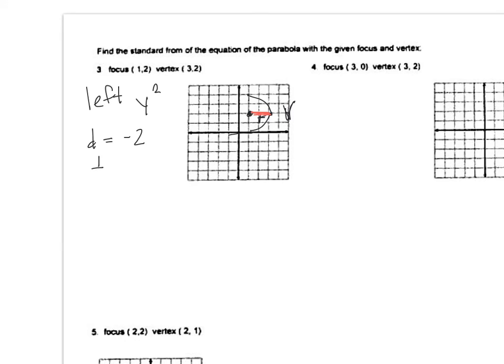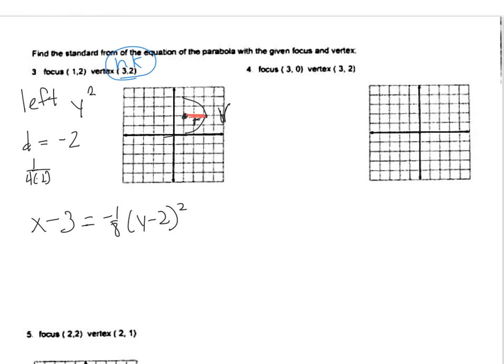Let's remember we have to do 1 over 4D. So if you do 1 over 4 times -2, that's going to be the -1/8 that goes in front of the side with the y squared. So your vertex, this is H, this is K. We need those numbers. Also, you do the opposite. So because this goes left, because y squared, that'll be on the right. So we have x minus 3 equals -1/8, 1 over 4D, times y minus 2 quantity squared. That's it.